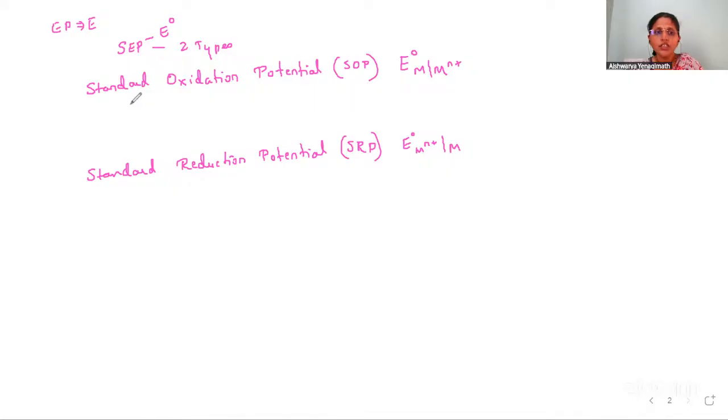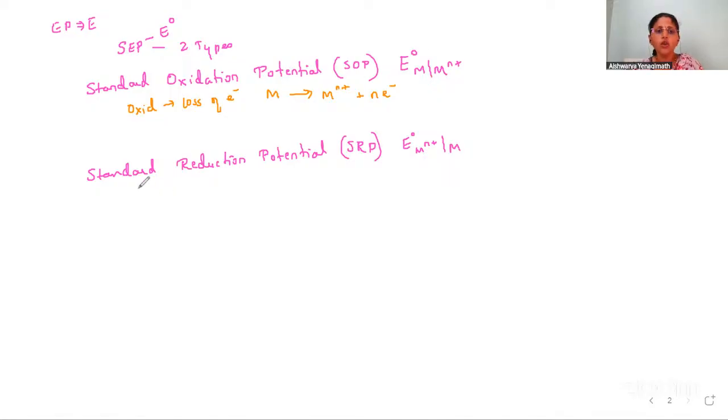See, what is oxidation? Oxidation is loss of electrons. So if you have a metal, this metal is going to lose electrons, say n electrons, and form M n plus by losing n electrons. Getting my point? So for standard oxidation potential, M is becoming M n plus.